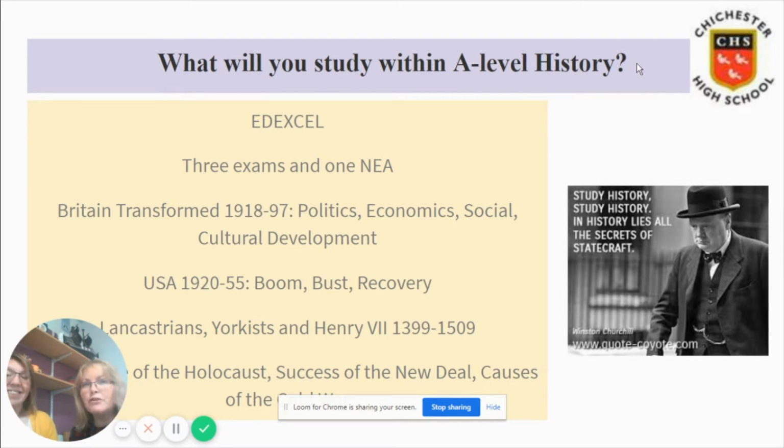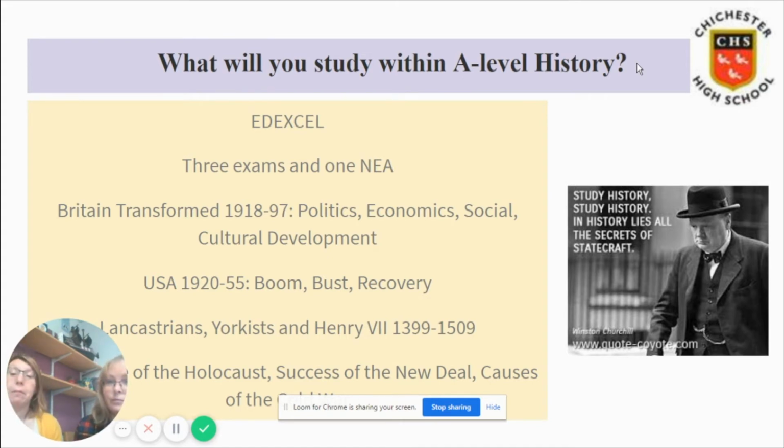Hello everyone, thank you for joining us and showing an interest in history at Chichester High School. I teach the first paper, which is Britain Transformed 1918 to 97. It's quite a political paper, so we go through the governments of the time, and you can see obviously one famous character to the side of this slide, Winston Churchill. We look at the economic development from 1918 to 97. We also look at the social development, which takes in the welfare state, education, changes to, and impact on race and on gender, really everything to do with the political changes over the 20th century.